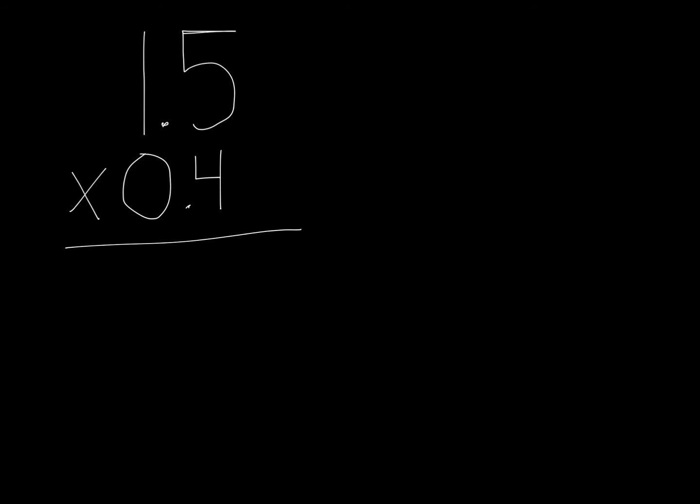So I'm going to start with the 4, and I'm going to multiply 4 times 5. So 4 times 5, that gives me 20. I write the 0 down and I carry up the 2. And then the next step would be to do 4 times 1. That gives me 4, plus the 2 I had left over gives me 6.